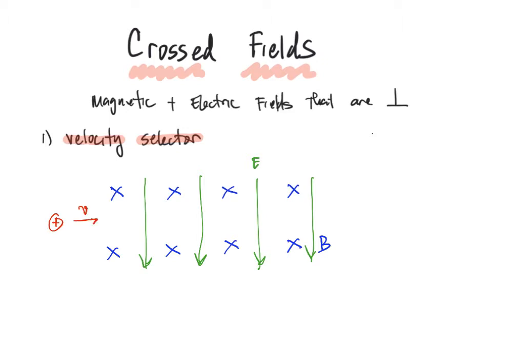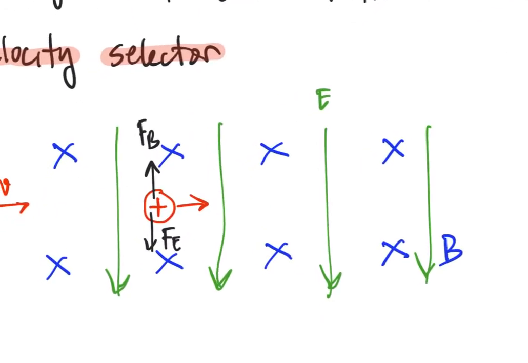Now, I hope you can convince yourself using the right-hand rule that there's going to be a magnetic force when this particle enters the field and moves through it with some velocity v. There's going to be a magnetic force directed upward, FB, and you can get that from the right-hand rule, pointing your fingers into the page and your thumb to the right, your palm points up. And then there's going to be, of course, an electric force downward. So we have the electric force and the magnetic force.